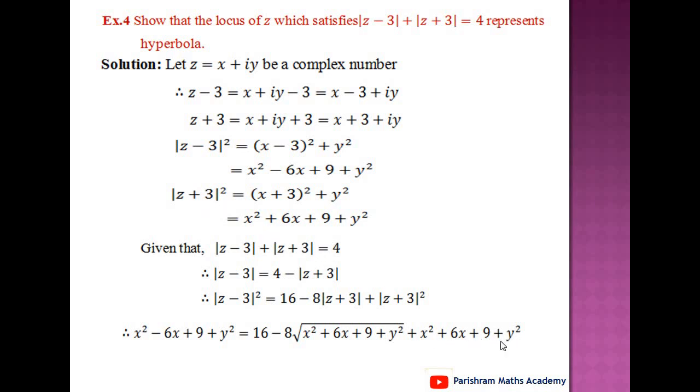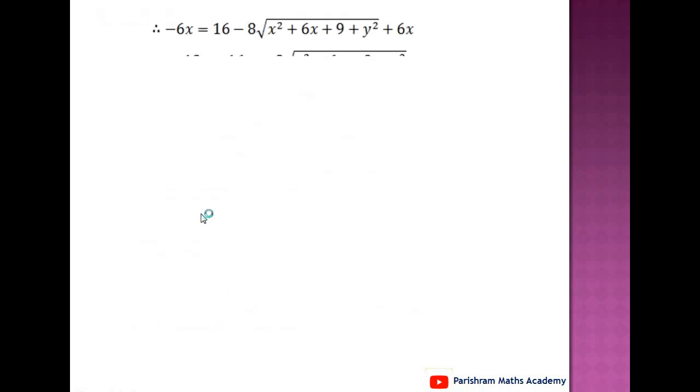Then left hand side x square and right hand side x square cancel, 9 plus y square and 9 plus y square cancel, left hand side remains only minus 6x, and therefore we get minus 6x equal to 16 minus 8 into root of x square plus 6x plus 9 plus y square plus 6x. We can transfer the 6x to the left hand side, we get minus 12x. Also transfer 16 to the left hand side, it is minus 16, equal to minus 8 into root of x square plus 6x plus 9 plus y square.